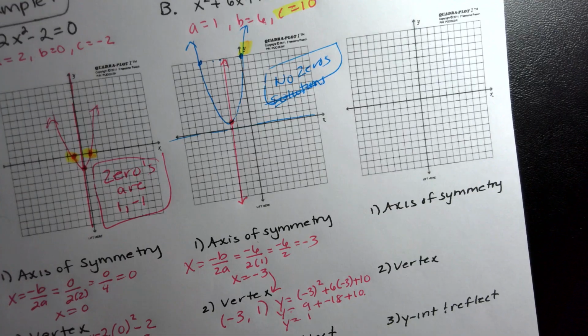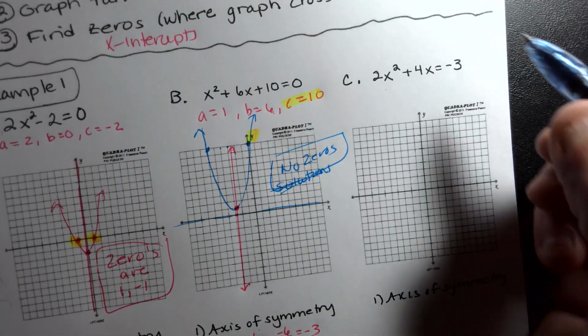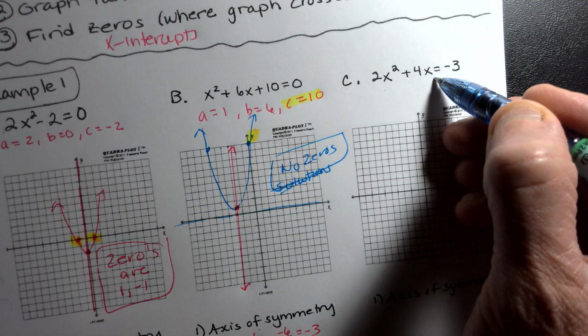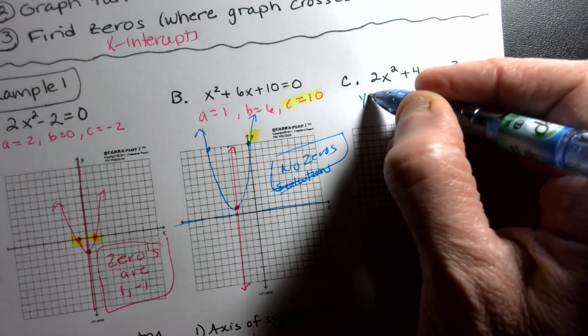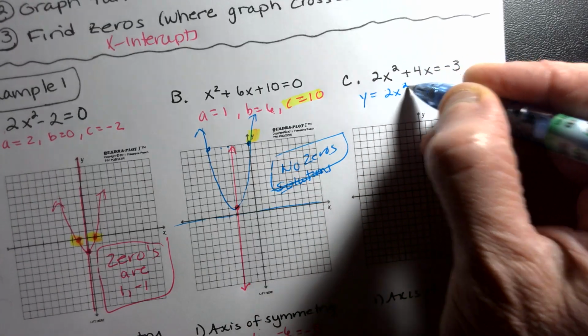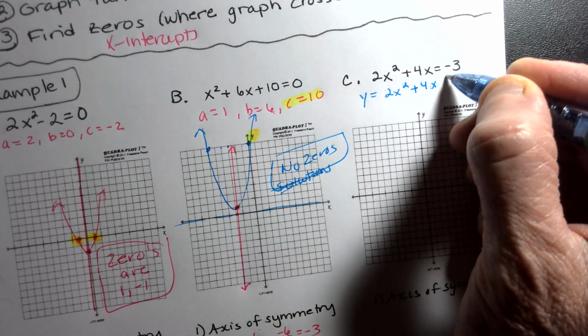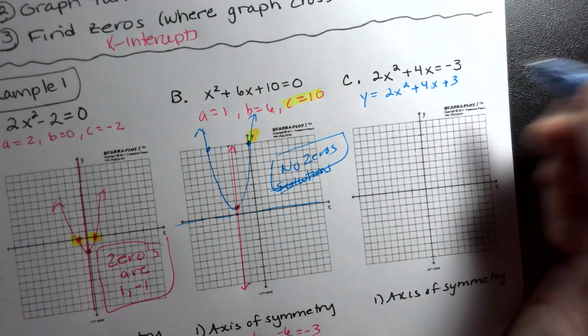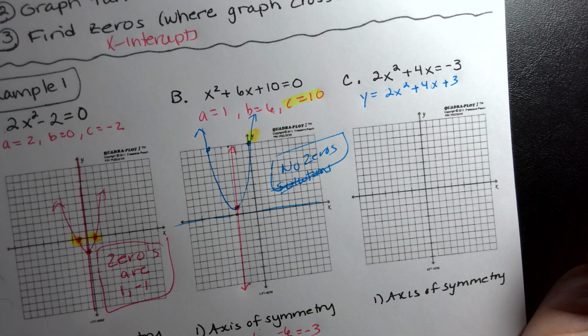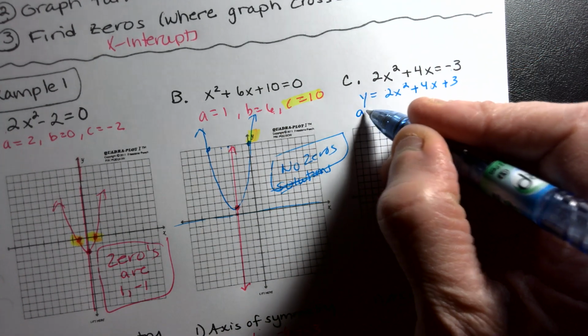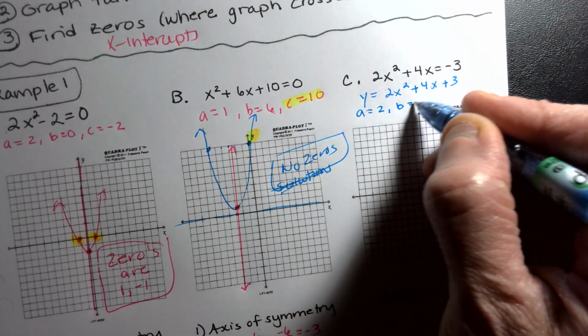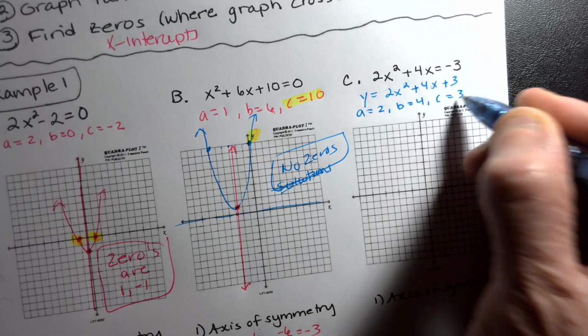All right, let's try one more. Uh-oh, we have this negative 3 over there. We've got to scooch that over. So we're going to end up with y equals 2x squared plus 4x, and then when I move that over, we're going to get a plus 3. A is 2, B is 4, and C is 3.